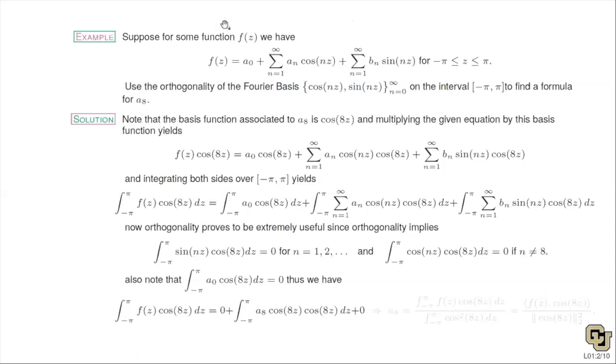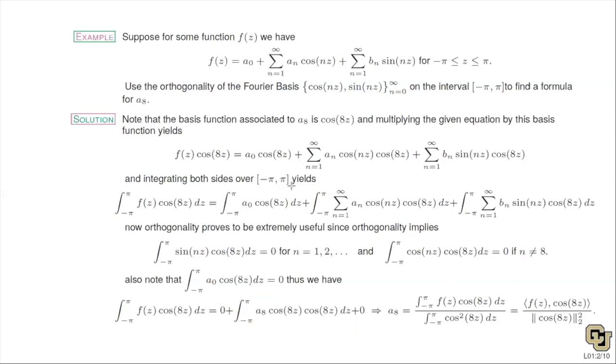After integrating, because of orthogonality, just this one integral survives. Remember, we're looking for this constant A8. It's a constant, so we can pull it out of the integral and isolate the integral. And so we get this formula, which we can write in terms of the inner product and the L2 norm.